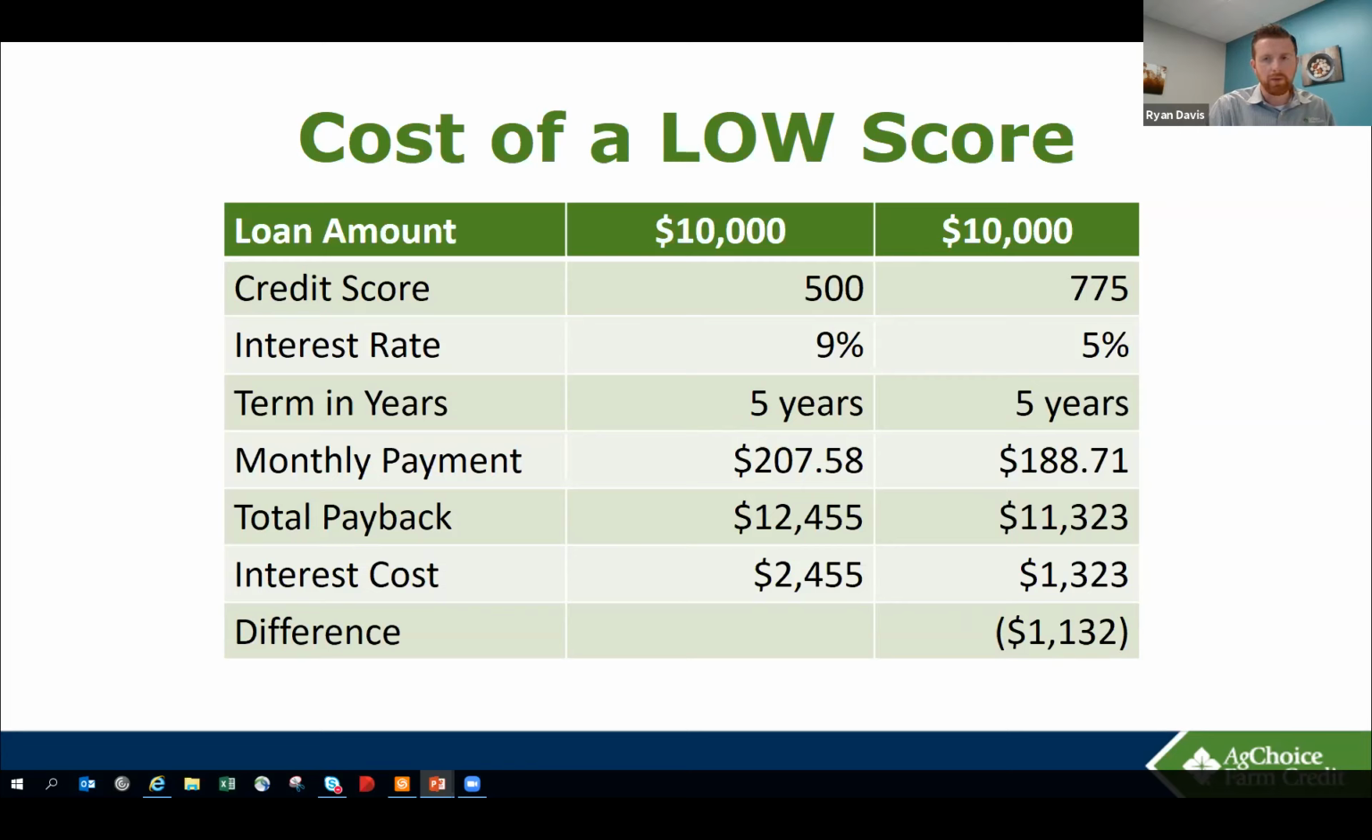But over the life of that loan, the person with the lower credit score would pay over $1,100 more on that $10,000 loan. So 11% more in the cost of their loan over those 5 years based on the interest rate increase tied to their credit score. So having a low credit score could have a pretty significant impact, especially when you start thinking about a much larger loan, like a mortgage or something like that.